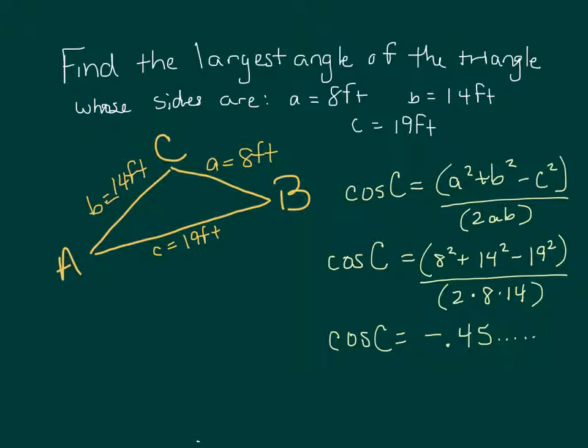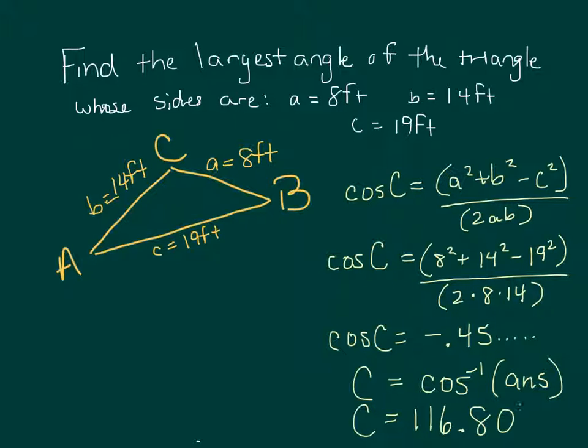Of course not, because that says cosine of C equals that. If I want to know what the actual angle is, I have to do the inverse. So C is cosine inverse, or cosine to the negative 1, of my answer. When I get that in my calculator, make sure you're in degrees, we get 116.80 degrees, and that's our answer.